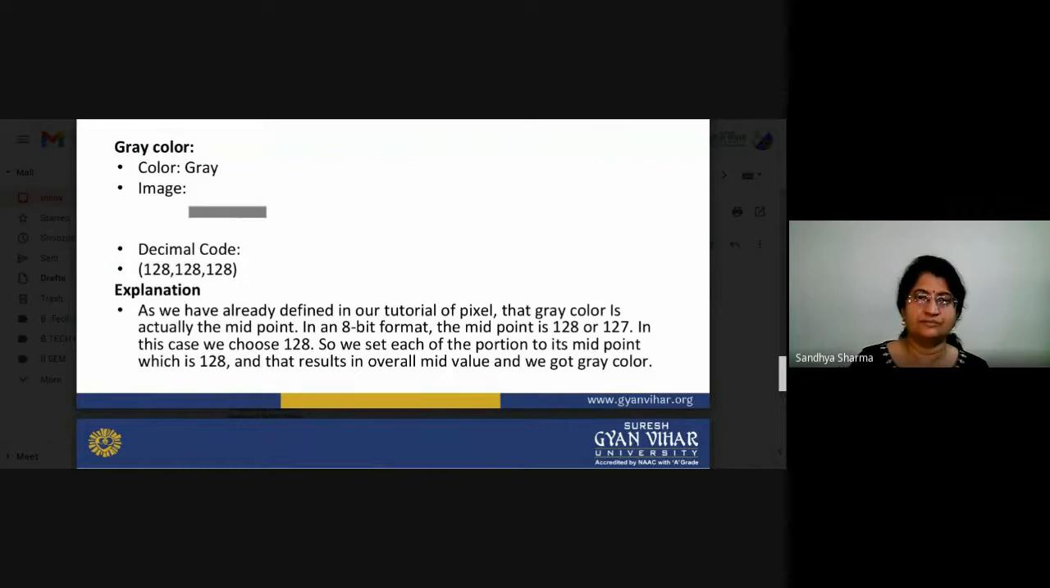Now what about the gray color? You know the gray color, and in the decimal code, we have to see that there is a 127 or 128. Both represent a gray code. So the three RGB values should be maintained at the level of 128 or 127. You can use either according to the format you are using. And if you say 128, that is basically a mid value.